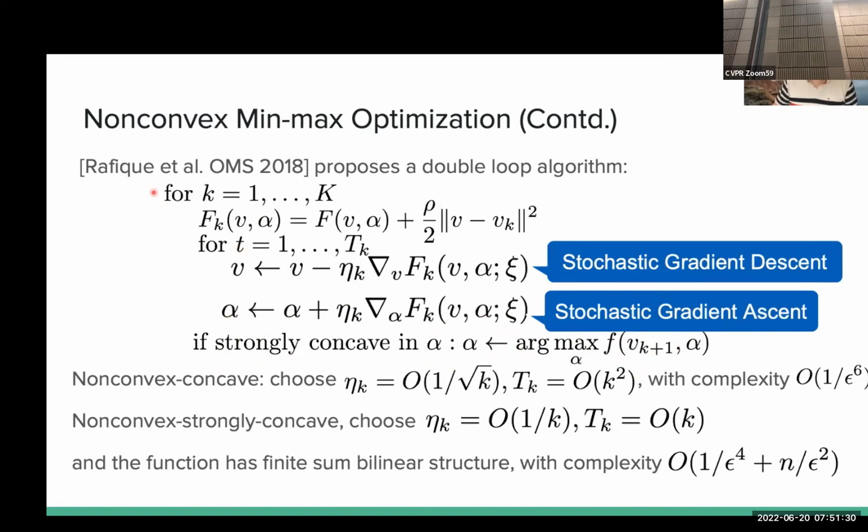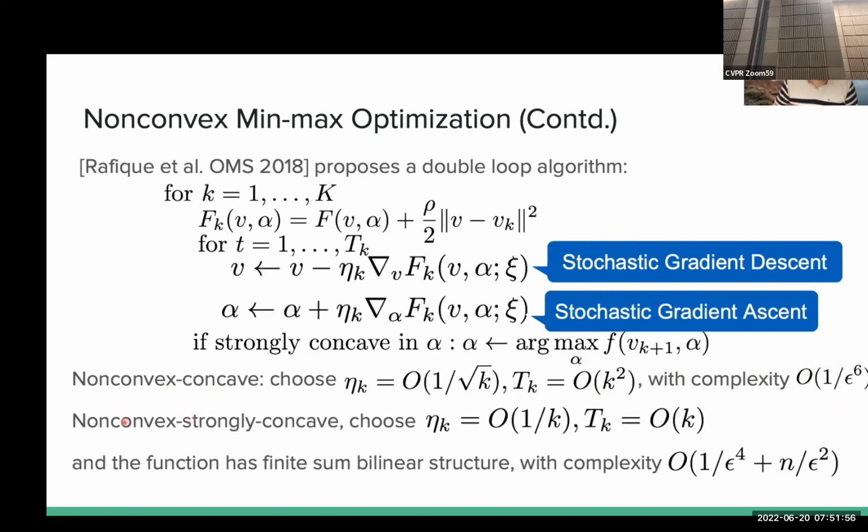And they show the first asymptotic convergence rate. So in the non-convex concave case, which means that it's not strongly concave and the last line would not be executed, if they choose eta_k to be 1 over square root of k, and t_k, the number of inner iterations, to be of order k squared, then they end up with a complexity of order 1 over epsilon^6. Okay, it is a polynomial time complexity.